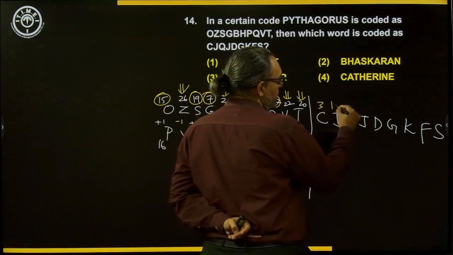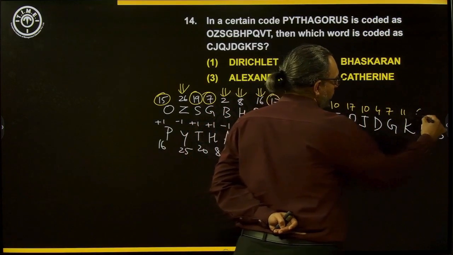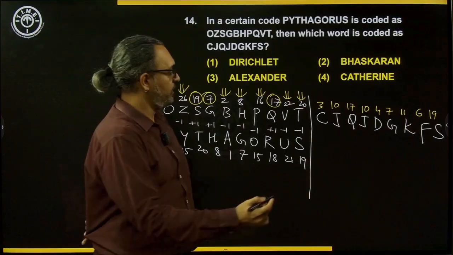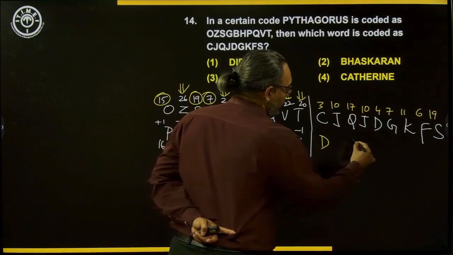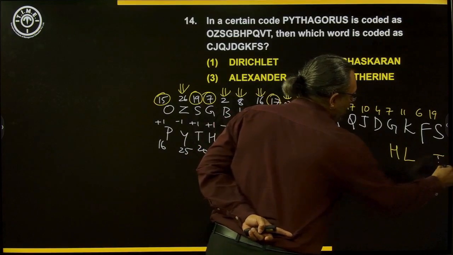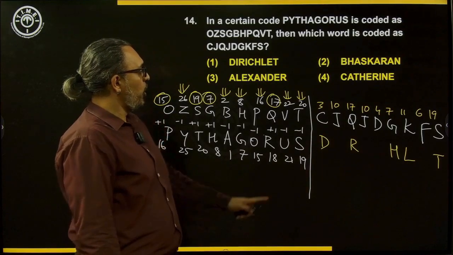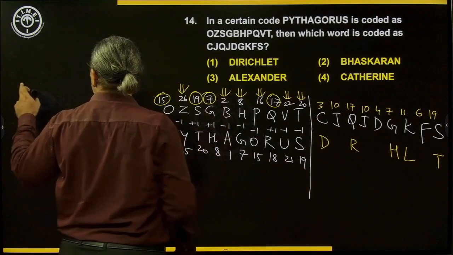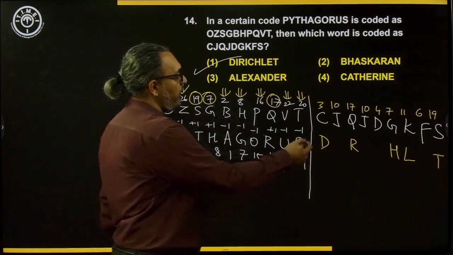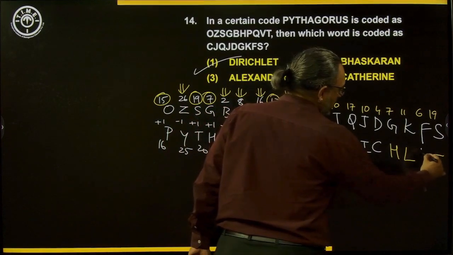So we have 3, 10, 17, 10, 4, 7, 11, 6, 19. We take all the odd numbers first. You take the next alphabet. So this is D, R, then H, L, and T. Correct? So the only option that starts with a D is option 1. Mark and move on. For the remaining, you take the previous. So this is I, again I, this is C, and this is E.